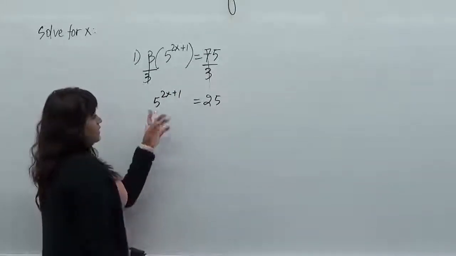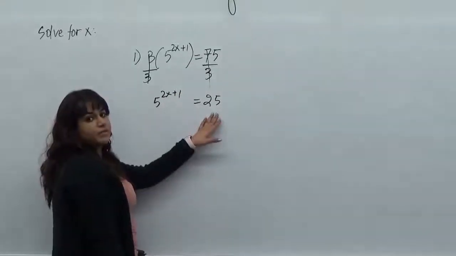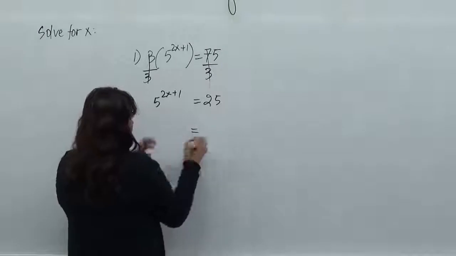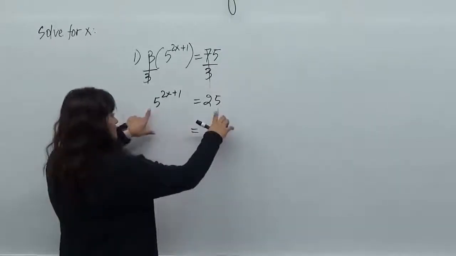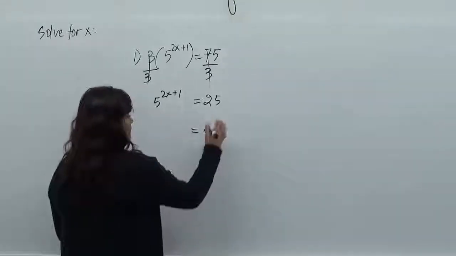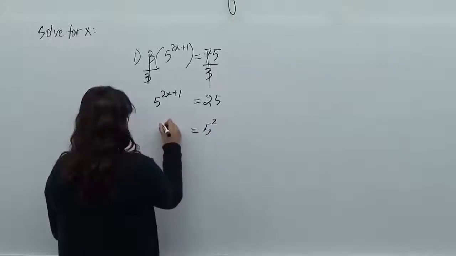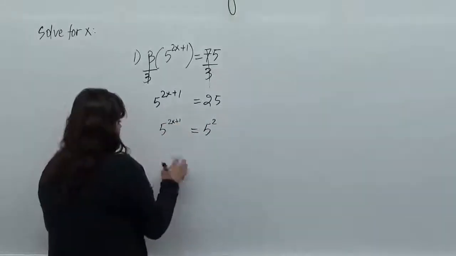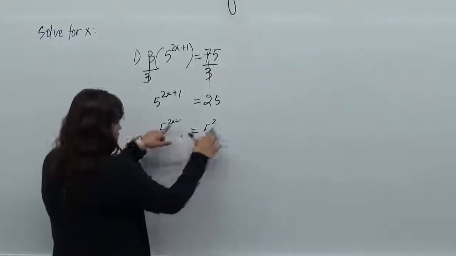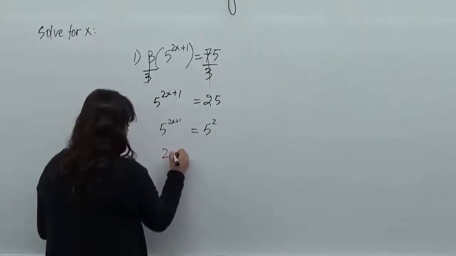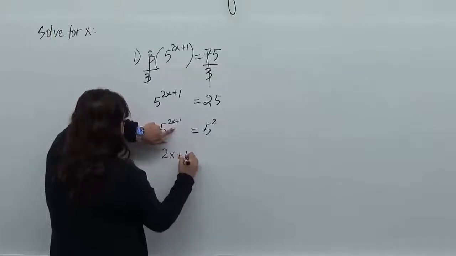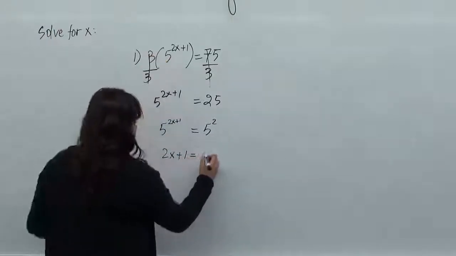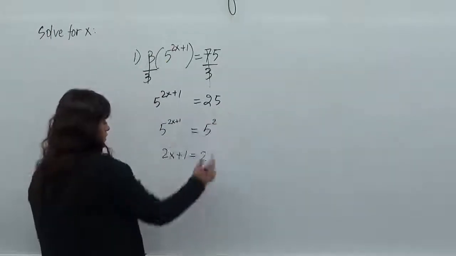Now, as you can see, 25 is a perfect square of 5. So I'm going to have our base same. In order for me to get my base same, I'm going to rewrite 25 as 5 squared, and this side as 2x plus 1 same. I'm just copying the left side. So now my base is same. I can actually solve for my exponents, which is going to give me 2x plus 1, same from here, and this as 2, because 5 squared is 25.